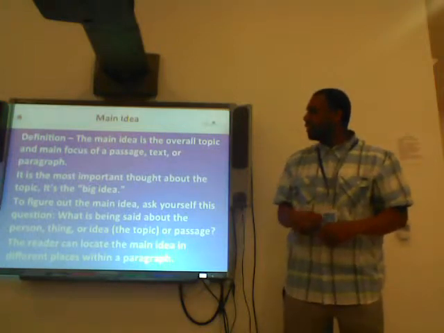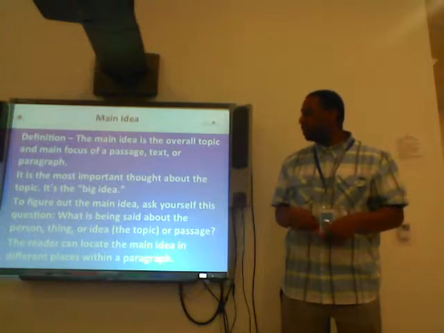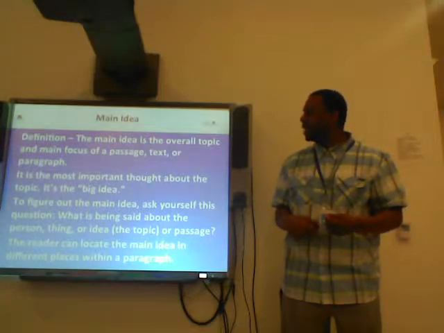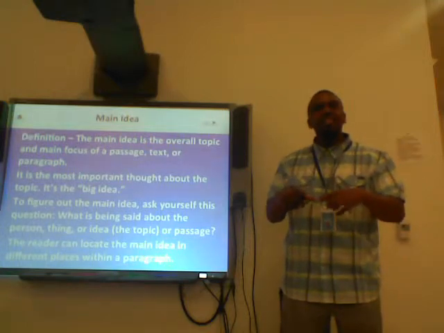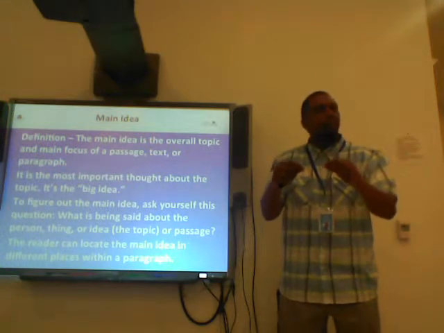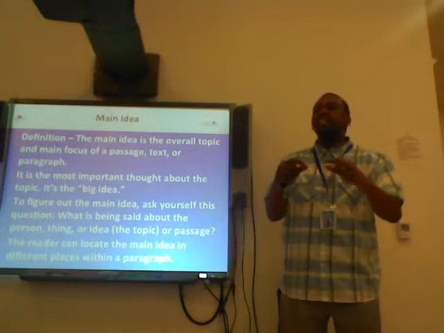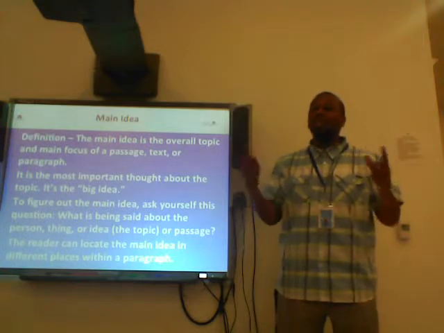All right, the next thing says to figure out the main idea, ask yourself this question: What is being said about the person, thing, or idea, topic or passage? And then it says the reader can normally locate the main idea in different places within the paragraph. A lot of times they'll tell you the main idea is locked into the beginning of a paragraph or the beginning of a passage. That is true sometimes, but that is not the only place you can find the main idea. A main idea can pretty much be found anywhere in the passage.